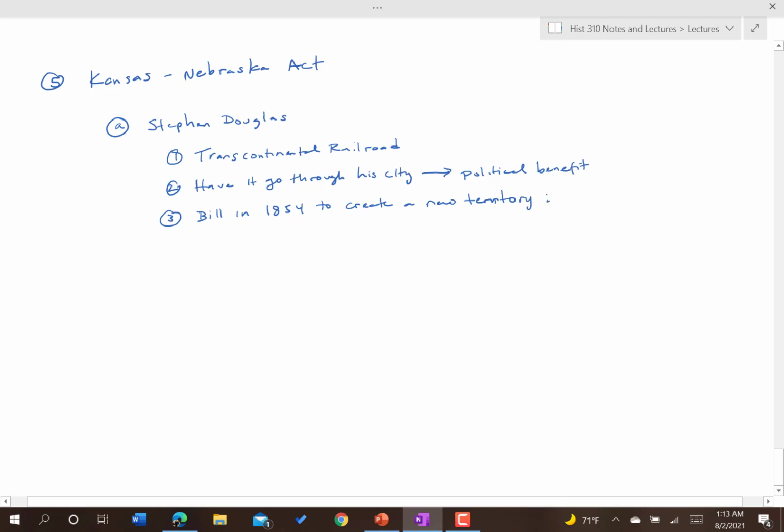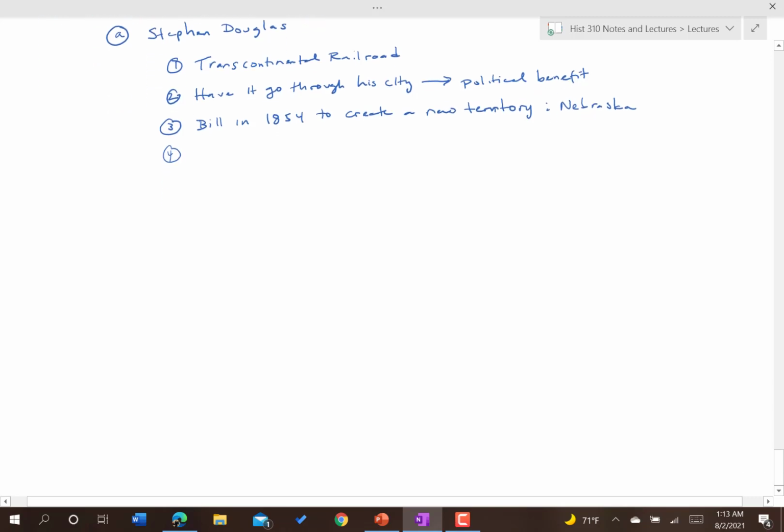Which would be Nebraska. And the idea with this is that then you could have the railroad go in the direction he wanted. So you could argue that the entire bloody conflict of Bleeding Kansas was because of Stephen Douglas.